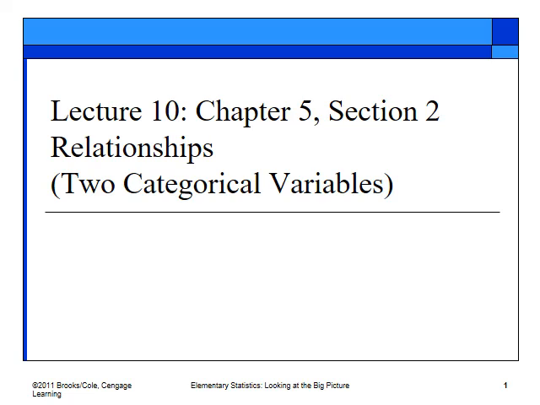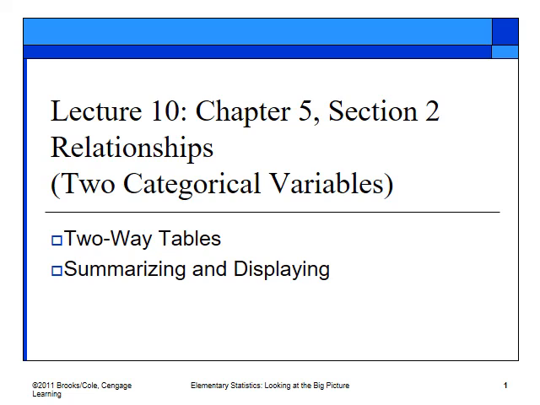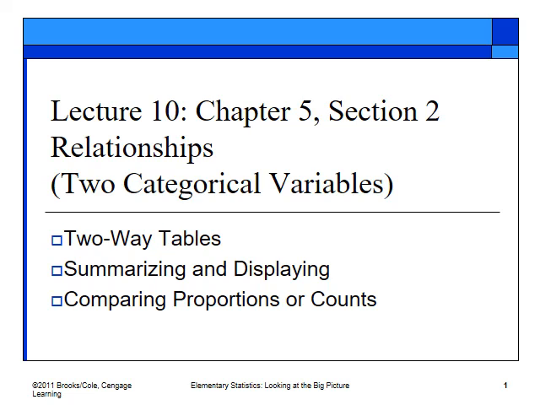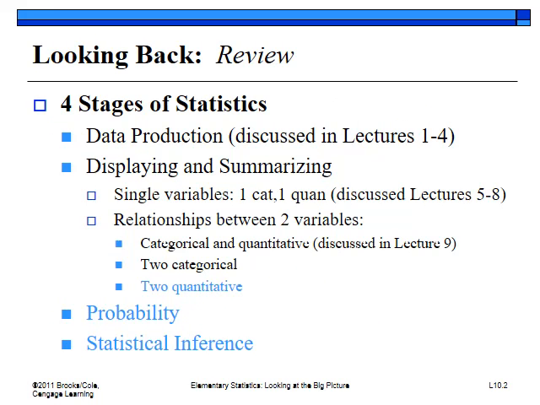This video covers Section 2 of Chapter 5 on relationships between two categorical variables. We'll talk about constructing and using two-way tables, summarizing and displaying relationships between two variables, comparing proportions or counts in two categorical variables, and we'll take a look at confounding variables. Of the 4 stages of statistics, this lecture will cover displaying and summarizing relationships between two categorical variables.